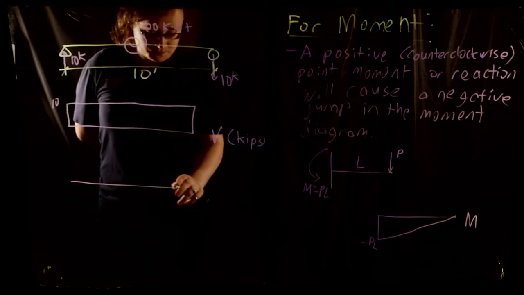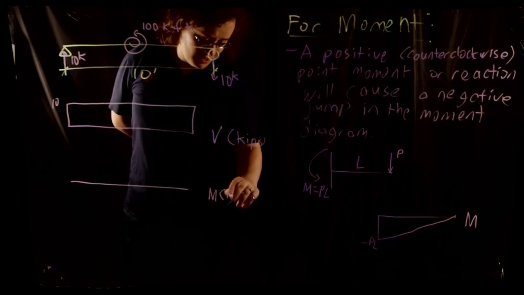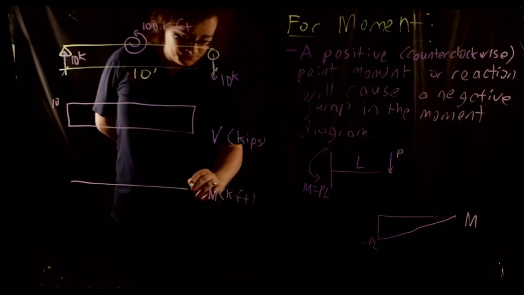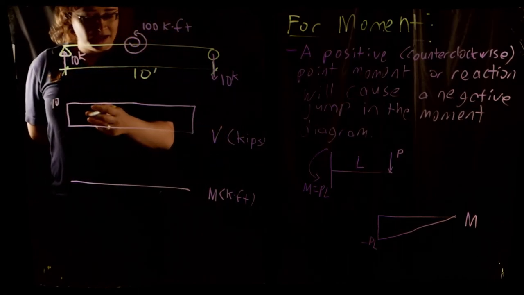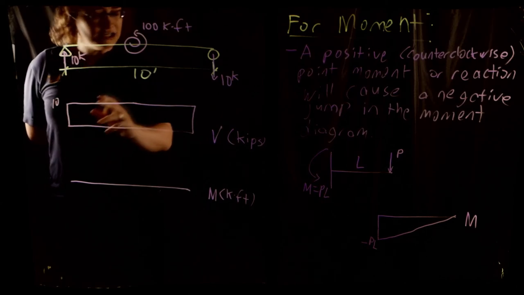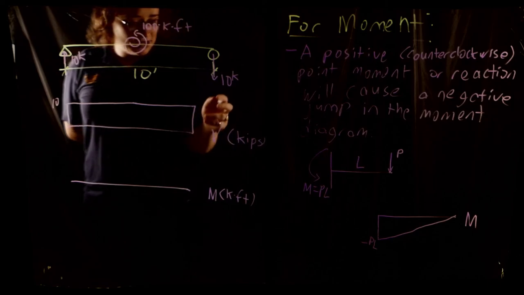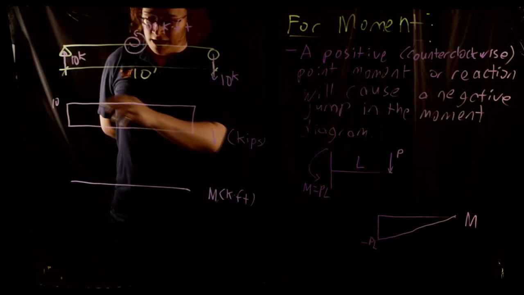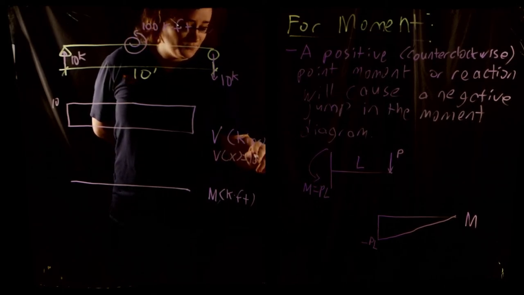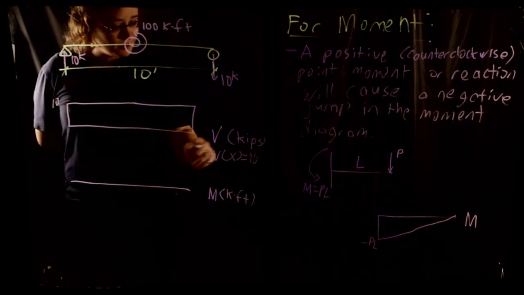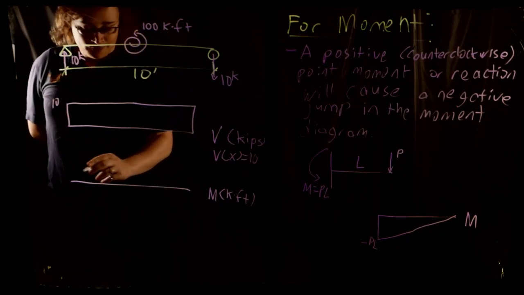Now moment. Let's think about moment, M, say, in kip feet here. Well, the integral of shear is going to be the change in moment. And so one way to think of this is that this is like a shear of V of x equals 10. So our moment function should be some sort of positive function, like a 10x or something like that.